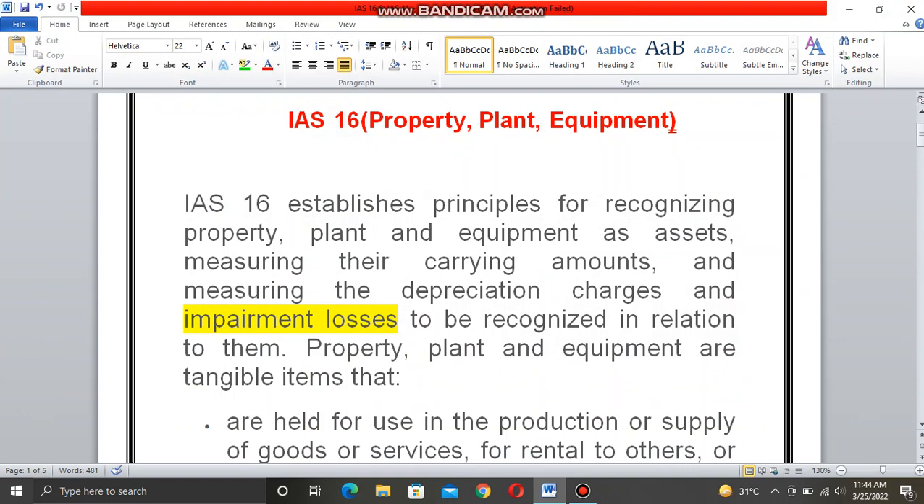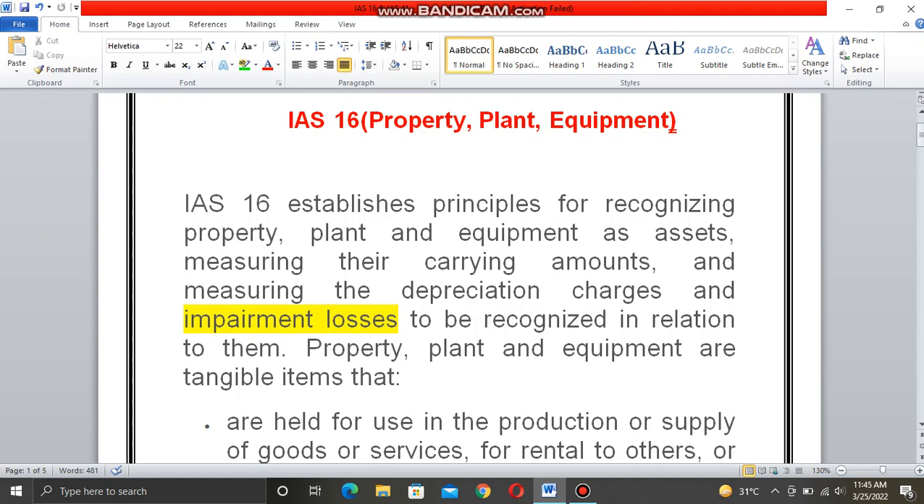As you know, these are tangible assets. Tangible assets are those assets which we can touch. IAS 16 establishes principles for recognizing property, plant, equipment as an asset. You know, recognition is all based on the standards. You recognize something as a liability, or you recognize something as an asset, or you recognize something as an income, or you recognize something as an expense.